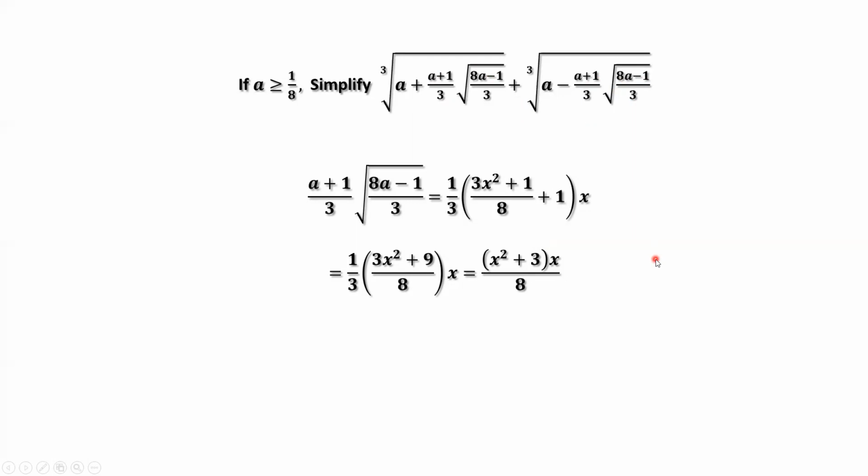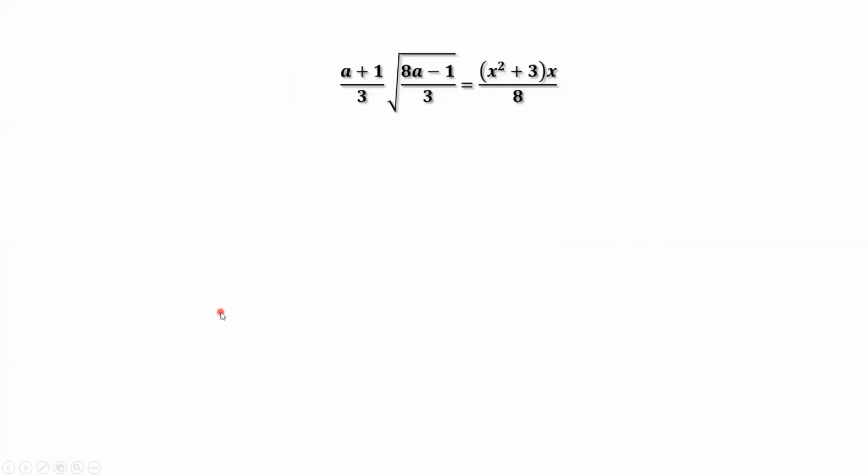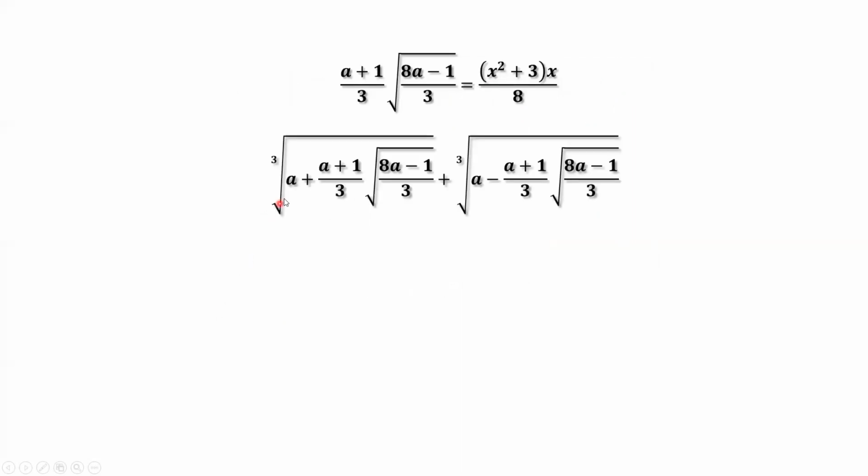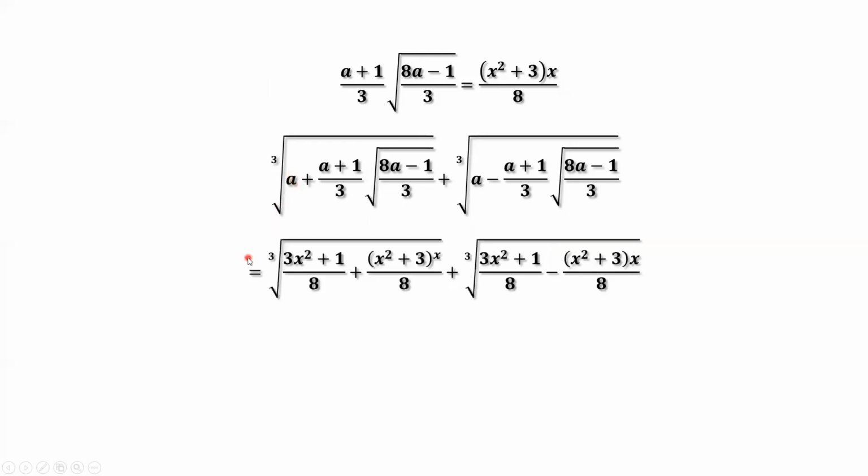Now we are ready to replace a in terms of x. A equals 3x squared plus 1 divided by 8. The second part we have here, x squared plus 3 times x. This is x, not the power x, divided by 8, plus the third root of 3x squared plus 1 divided by 8, minus x squared plus 3 times x divided by 8.